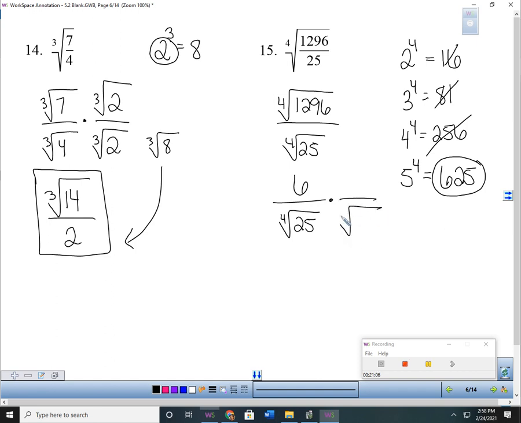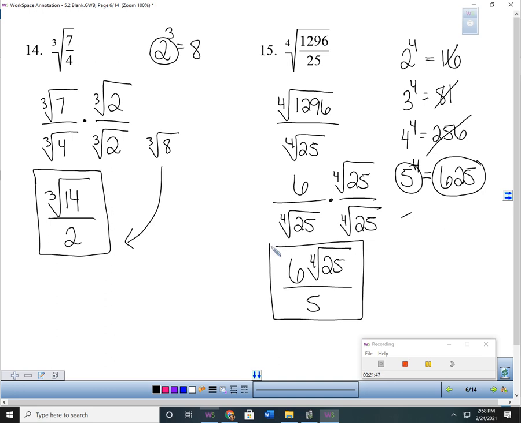So I'm going to multiply by the fourth root of, what is the 625 divided by 25? 25, right? 25 and 25, that will give me the 625. So I do that on top and bottom. Now I can't take the 6 and the 25 and multiply them because this does not have a fourth root on top of it, right? So I just smash them together. And then what do you get when you take the fourth root of 25 times the fourth root of 25? You get the fourth root of 625, which is 5. Make sure you can't reduce right there. And then you are finished.